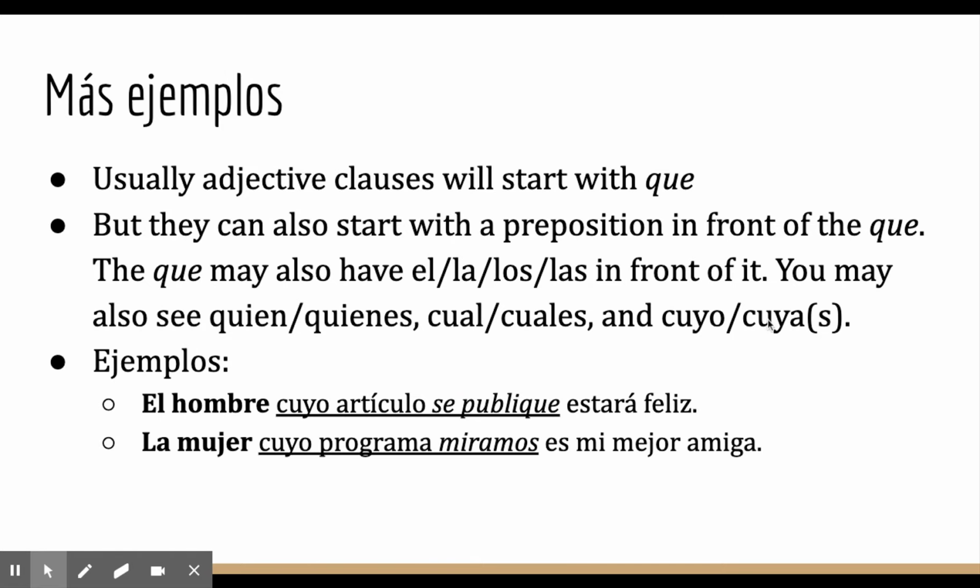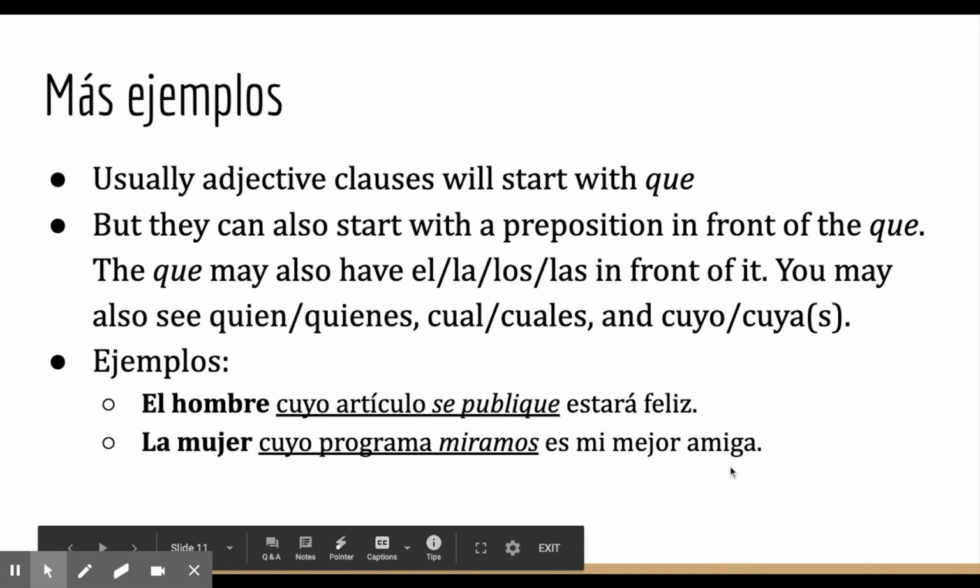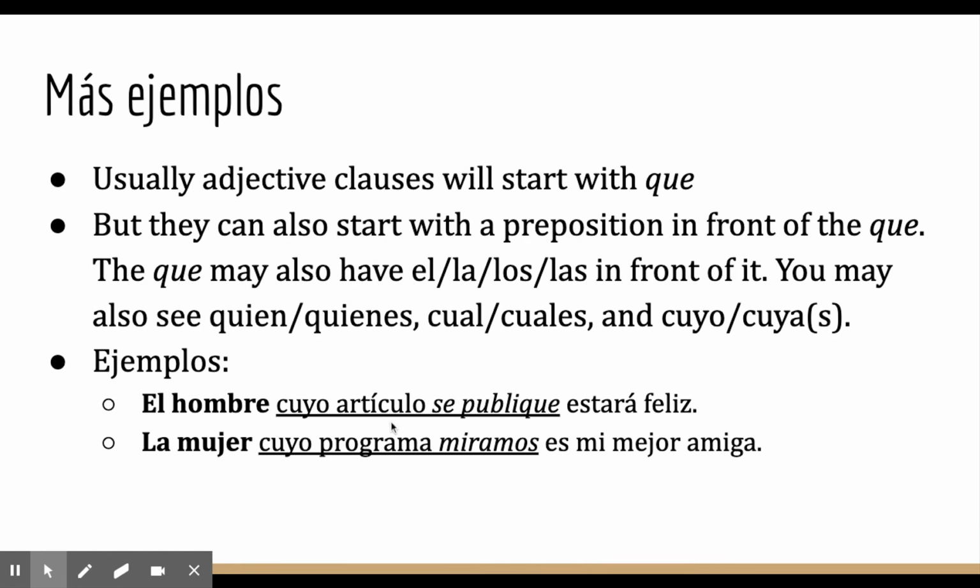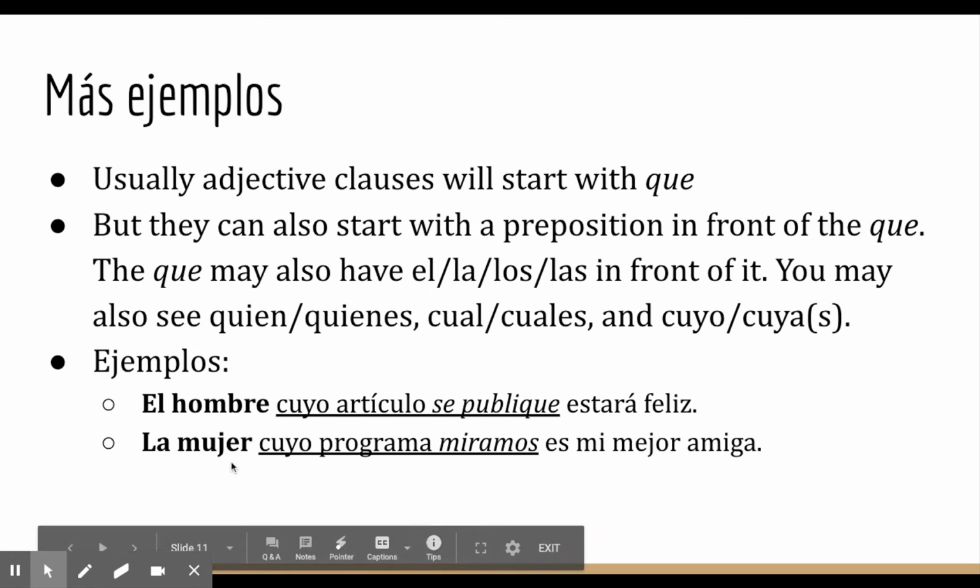Then the other one you might see is cuyo, which means whose. So el hombre cuyo artículo se publique estará feliz. La mujer cuyo programa miramos es mi mejor amiga. So el hombre cuyo artículo se publique. So the man whose article is published. And here's a hypothetical. Okay, so whichever man whose article is published will be happy. We don't know the identity of this man, and that's clear from the use of the subjunctive here. And you could just as easily use the indicative. You could say, el hombre cuyo artículo se publica estará feliz, and then that indicates you know who the man is. La mujer cuyo programa miramos, same thing, this could be either indicative or subjunctive.